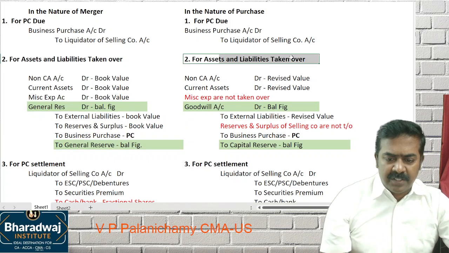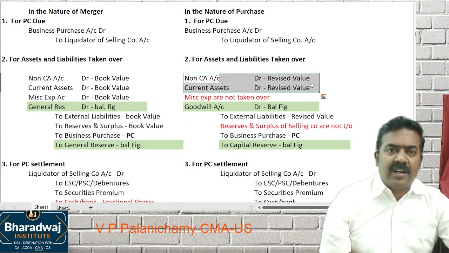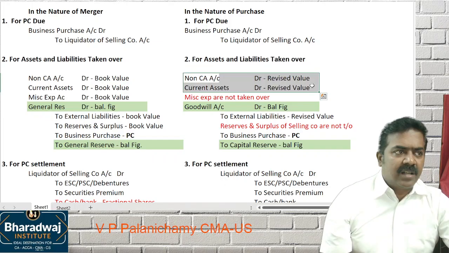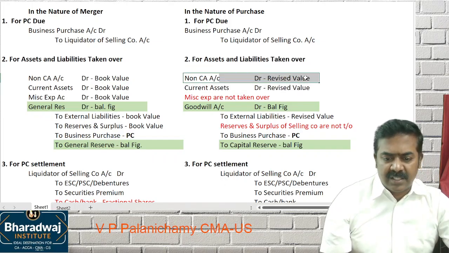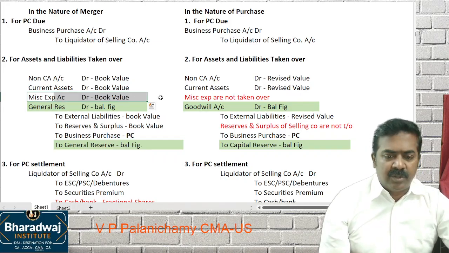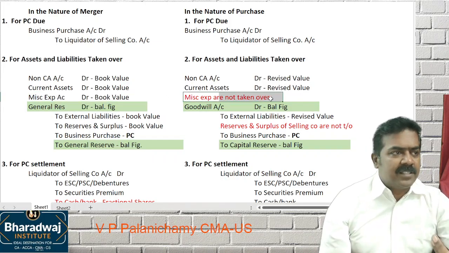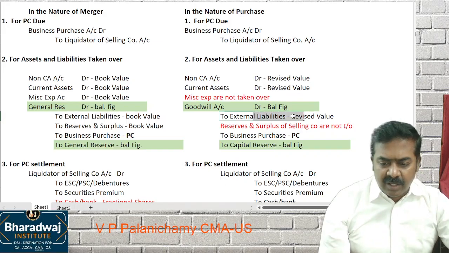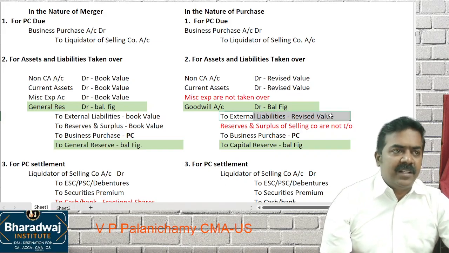In case of purchase, we will take over only assets at what value? Revised value, market value, for all your fixed assets and current assets. Miscellaneous expenditures are taken over in merger only. In purchase, they will not be taken over because they will not have a value. External liabilities will be taken over at what value?